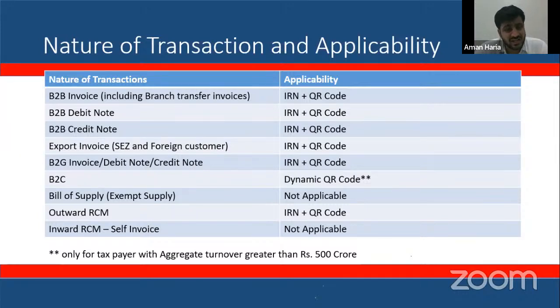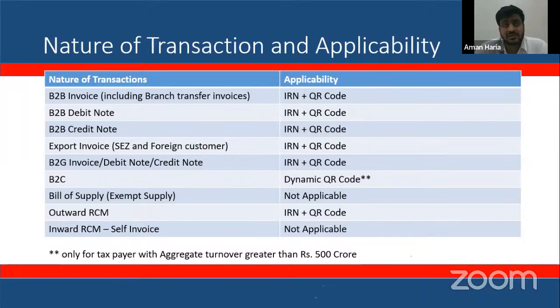One exception is the first one that we are discussing, which is B2C. For B2C, IRN and QR code is not required, but as we discussed earlier, you require dynamic QR code. But currently that is applicable only for entities having turnover greater than 500 crores, nobody else. The next is bill of supply, basically the exempt supply. Since there is no tax involved, these transactions are currently kept out of the e-invoice applicability provisions.